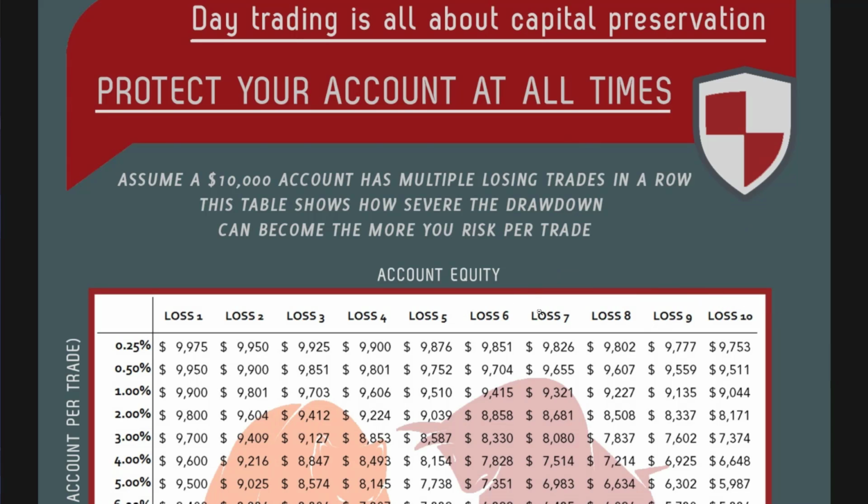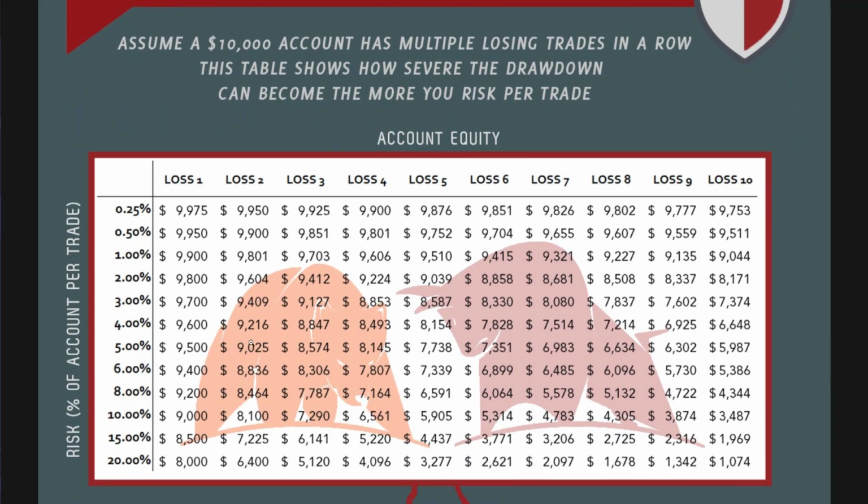So this table down here will show you, based on what you're risking per trade, how severe the drawdown can get after X number of losers in a row. So let's take the 1% example. If you're risking 1% of your account, you lose one trade, your account goes from 10,000 down to 9,900. Second one, you lose 99 bucks, 98.01, etc., all the way to the end. After 10 losing trades, you're down about 9.6%, right?